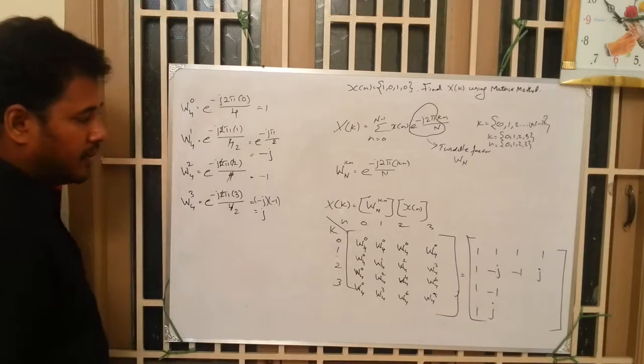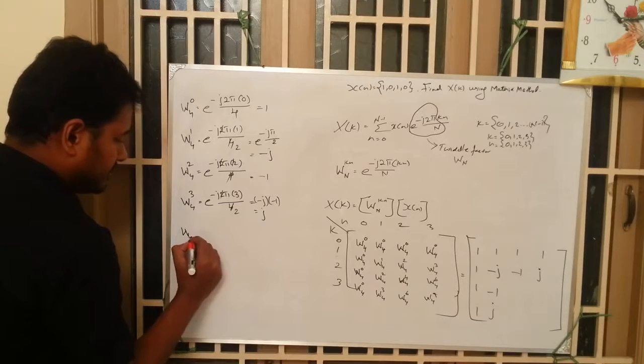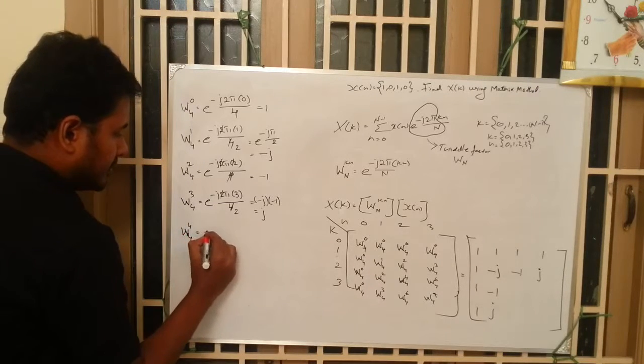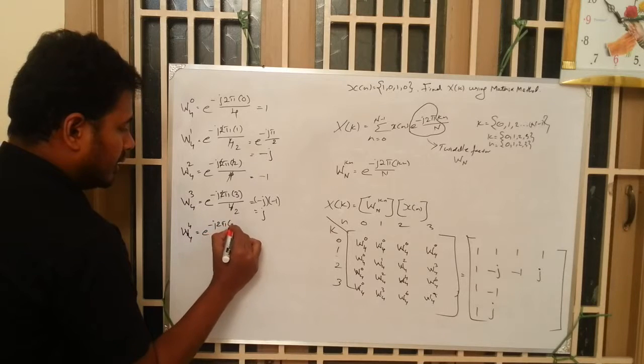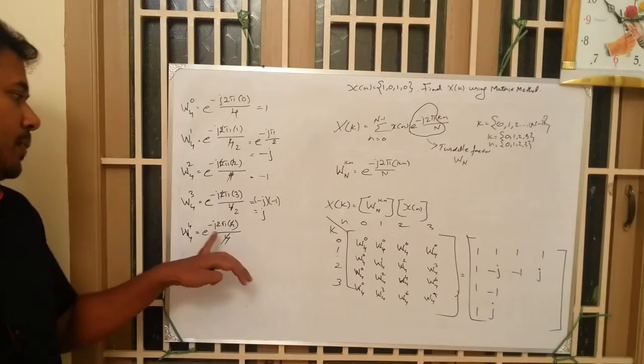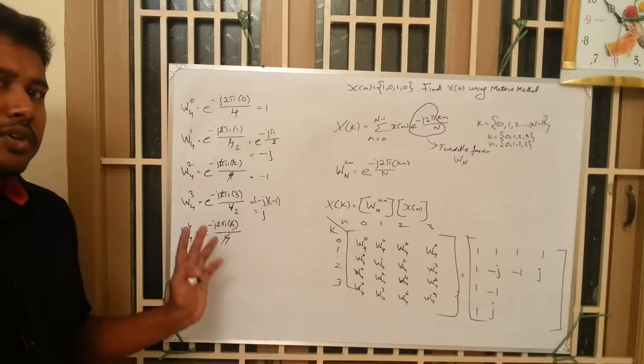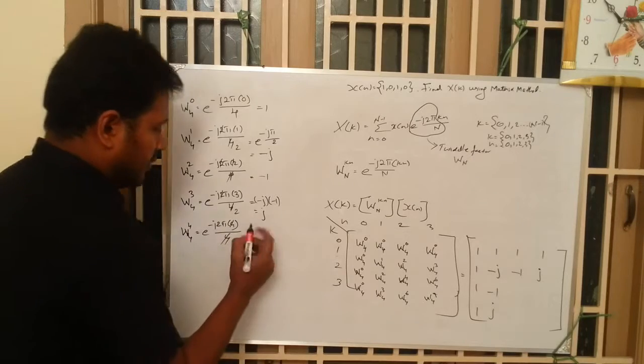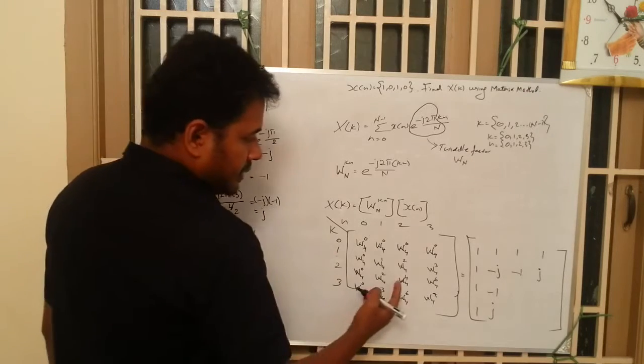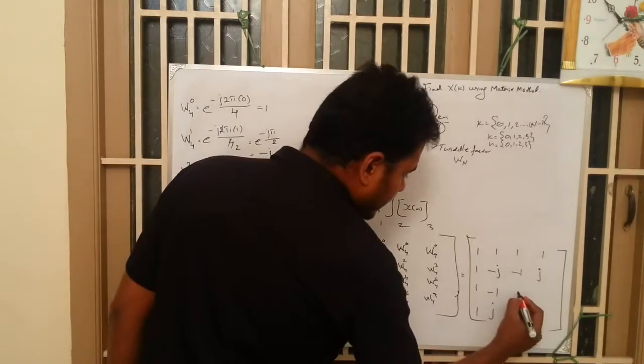Next, W base 4 power 4. E power minus j 2 pi into 4 by 4. This is e power minus j 2 pi. E power minus j 2 pi is cos 2 pi minus j sin 2 pi. Sin 2 pi is 0, cos 2 pi is 1. So it comes to 1. W base 4 power 4 is 1.